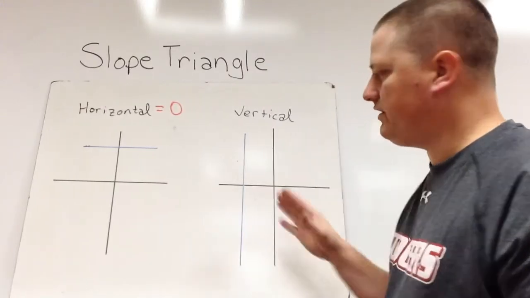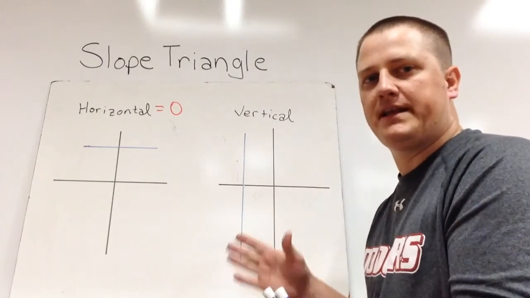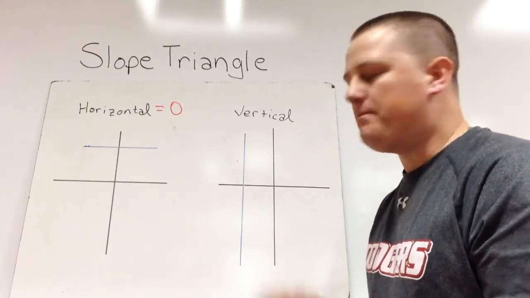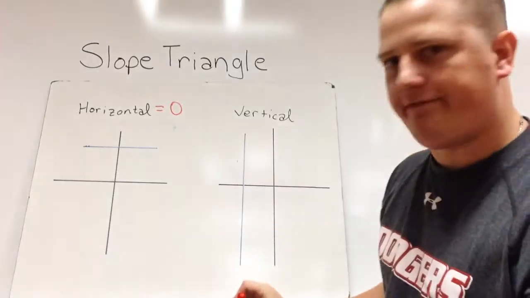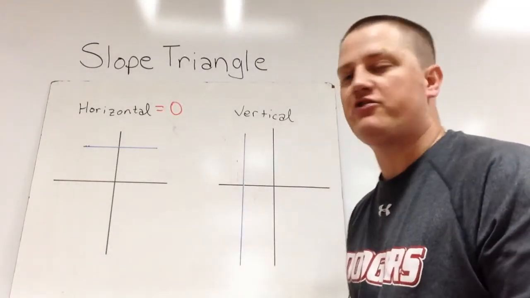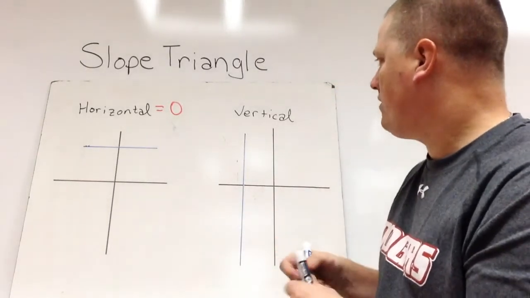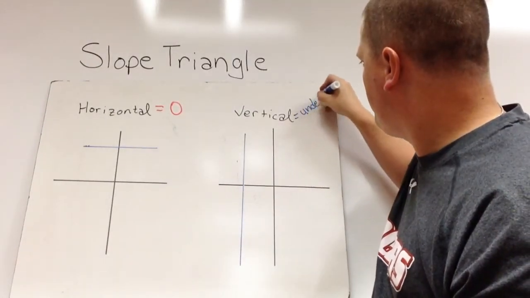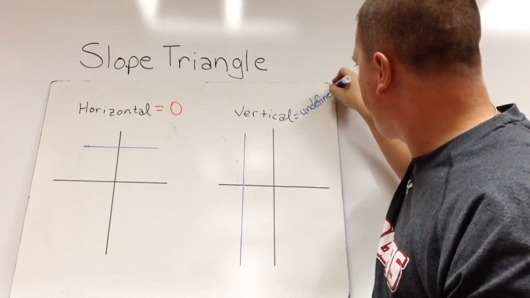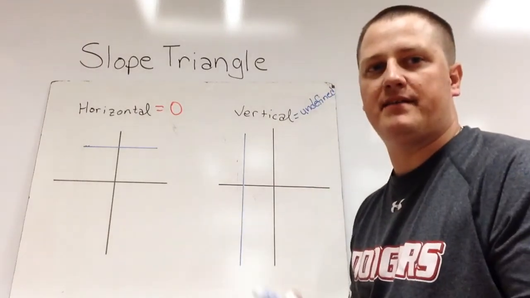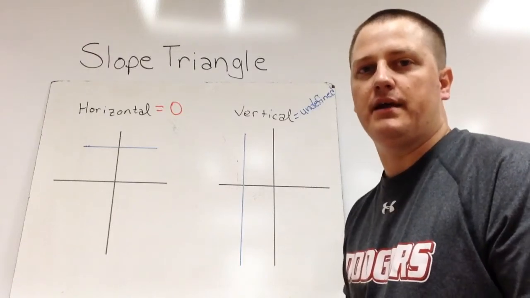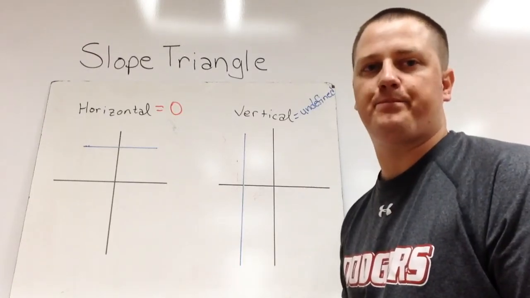A vertical line, if you notice, this one's a little bit different. It doesn't really have a slope, but if I put a ball on it, it would fall. But we can't really measure it. So in a vertical line, we call this undefined. And what undefined basically means is that we can't measure the slope. It's immeasurable at this point.